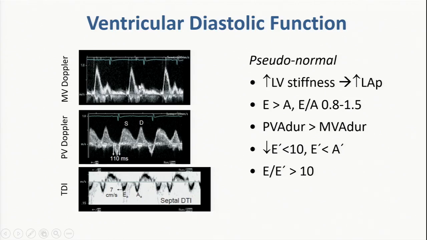So how am I going to distinguish that from normal? Well, I'm going to look at the pulmonary vein A wave duration, and you can see it there, and if you measure it out, this duration is bigger than this duration here. And in addition to that, I'm going to look at the E prime velocity, and here it's decreased. And then the E to E prime ratio is also abnormal at greater than 10.